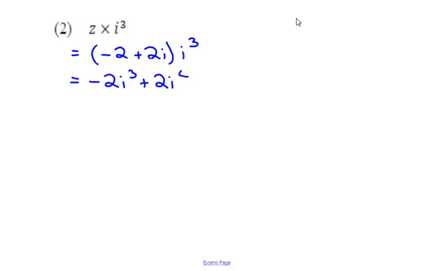We've got z times i cubed, and again, you're going to substitute in place of z, you've got -2 plus 2i, and you multiply that by i cubed. Times that in, you've got -2i cubed, and you've got plus 2i to the power of 4, which becomes 2i plus 2, because of what i squared is. And you can check that directly with your calculator. You get an accuracy mark for your substitution at the beginning, and then you've got CA marks.